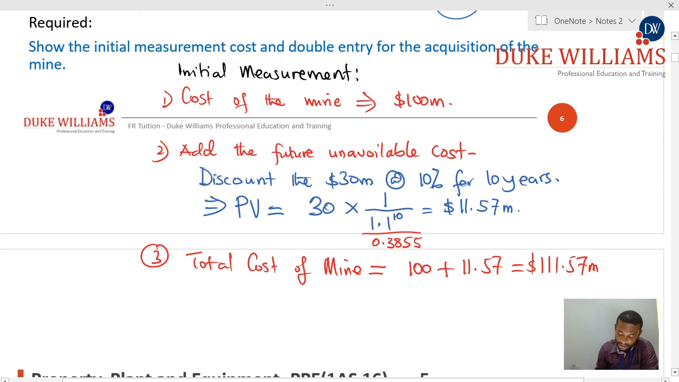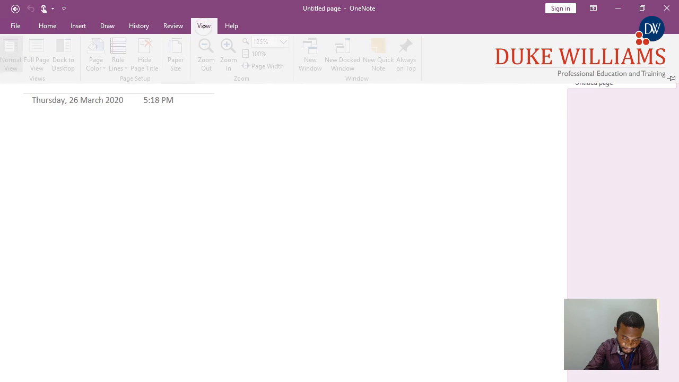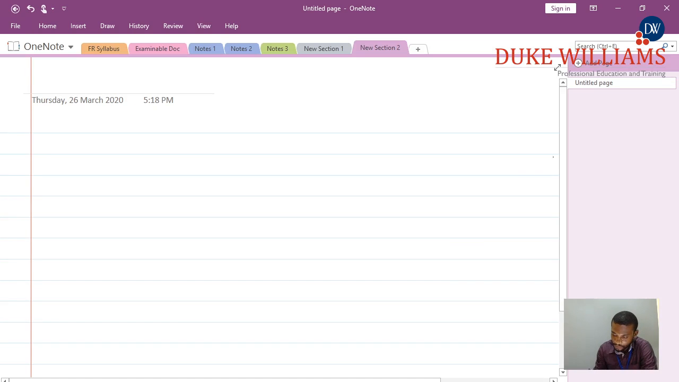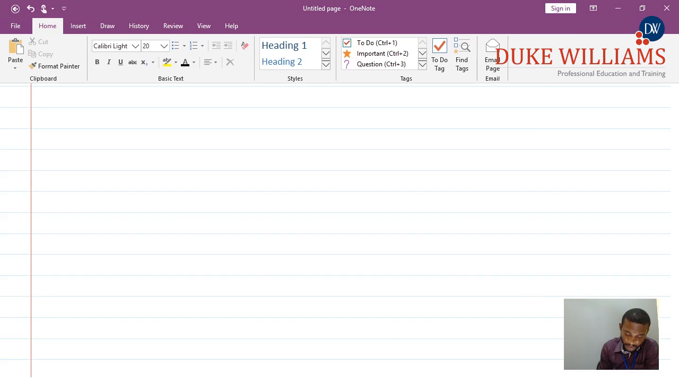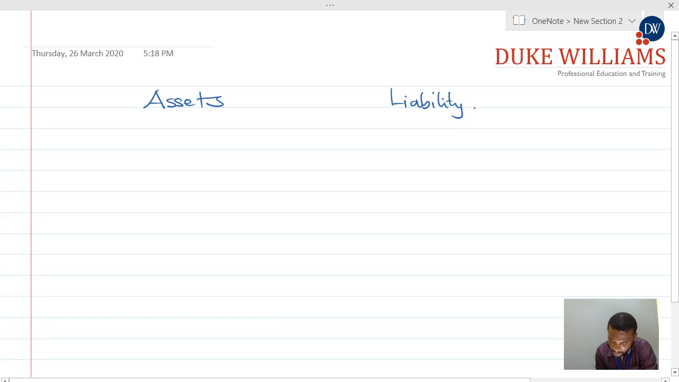Now, in terms of finding the double entry here, we need to be able to know the debit and credit. So let me summarize this for you as a recap. I'll need you to pay attention because we'll have to apply double entry almost throughout all our lessons. So I'll divide this into two parts. I'll have assets here, I'll have liability, I'll have equity. Good.